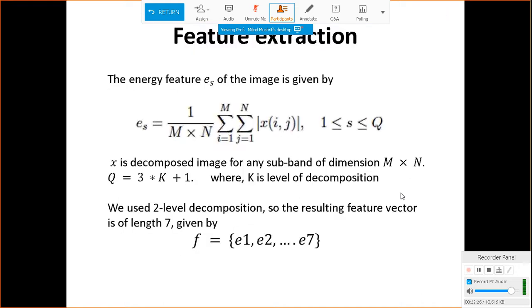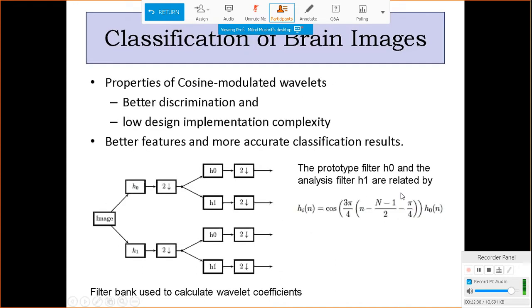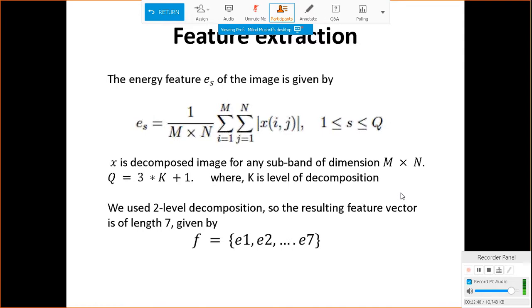And after two-level decomposition, we get 7 subbands: the original image, then the 2 subbands after first level decomposition, and after second level decomposition we get 4 more subbands. So in all we get 7 subbands. For all the 7 subbands we calculate the energy. That forms our feature vector. So a feature vector consists of 7 features. These are all energy features obtained from the 7 subbands.